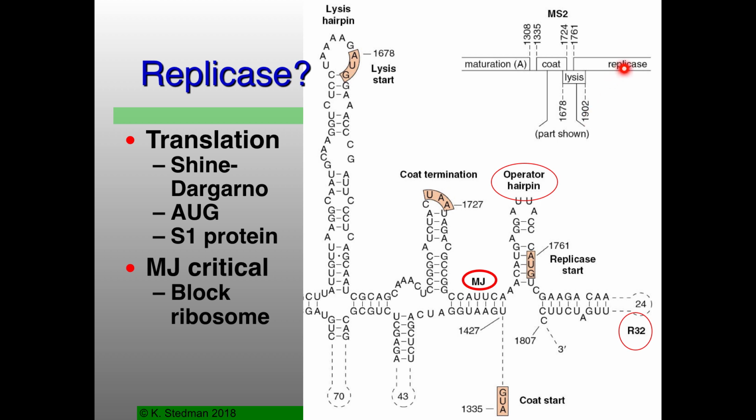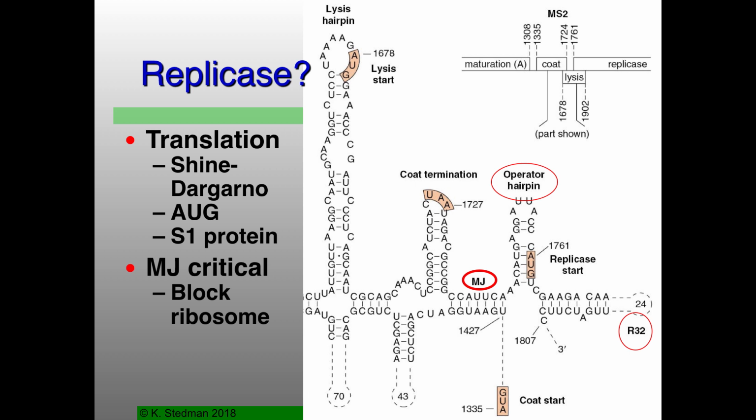Eventually, this replicase protein will block the formation of more coat protein, and this is important because the ribosomes and the RNA-dependent RNA polymerase are trying to go in opposite directions on this RNA. Ribosomes are going to be translating. The RNA-dependent RNA polymerase is going to be trying to make more genome. And so there's always this fundamental conflict which happens there.